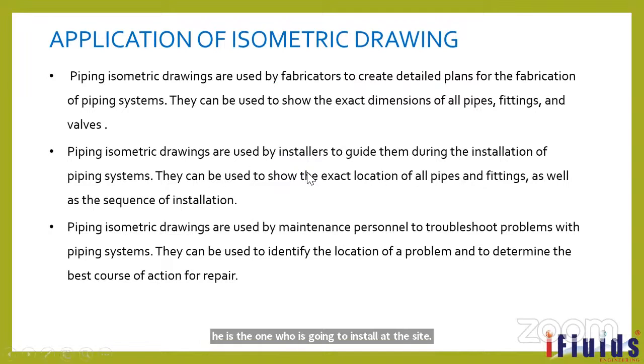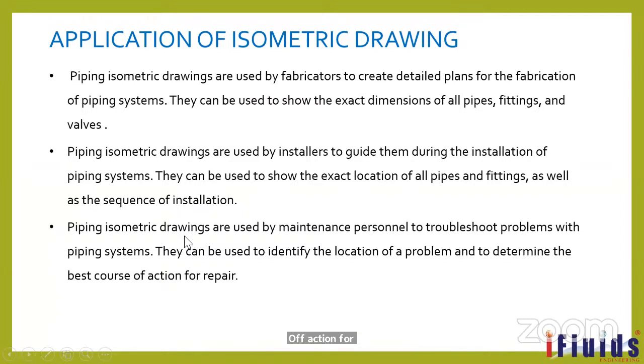And then piping isometrics are used by the installers to guide them during the installation of the piping system. And then used by the maintenance personnel to troubleshoot the problems with the piping system. They can be used to identify the location of a problem and determine the best course of action for repair.